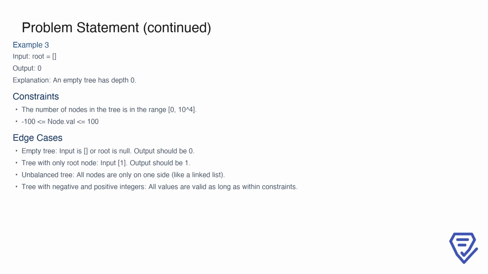Let's talk about the edge cases. If the tree is empty, that is, root is null or the input array is empty, the function should return 0. For a tree with only the root node, such as input 1, the maximum depth should be 1. It is also important to consider heavily unbalanced trees, where all nodes are on one side, which would act like a linked list. The algorithm must handle all possible values within the given range. This ensures you can confidently solve the problem in any scenario.